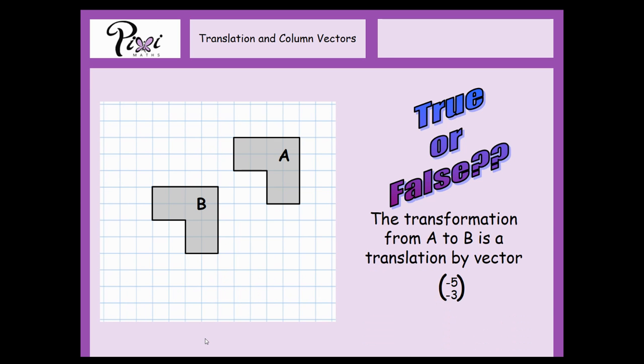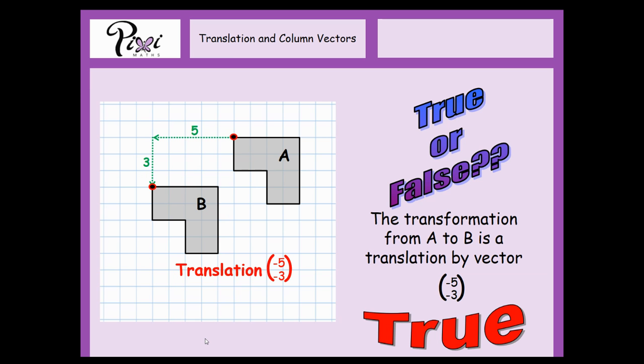Have a look at this one. Again, decide whether you think it's true or false. And if we pick a point on A and then B, remember we're going from A to B. So we are going to go 5 to the left and 3 down. So that is in fact (-5, -3), and hence true.